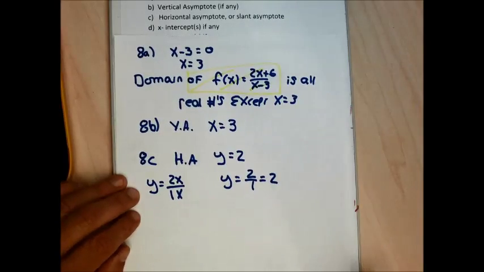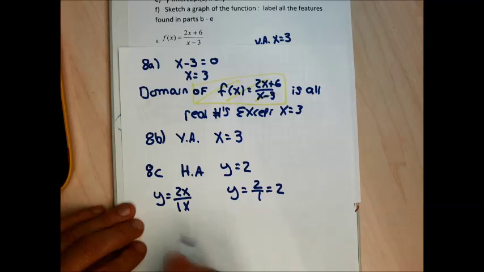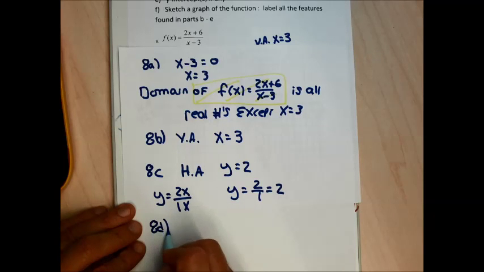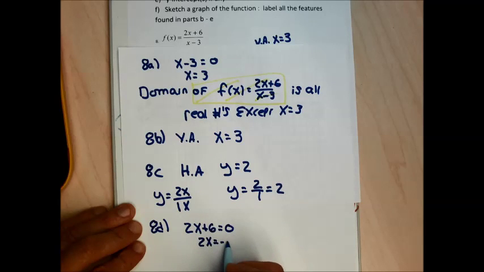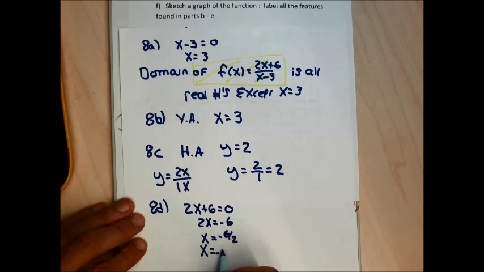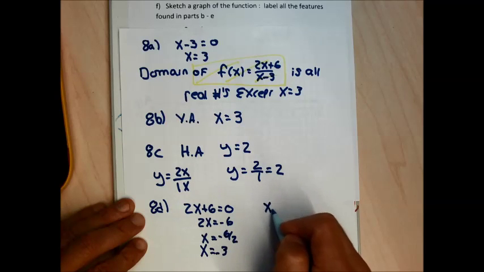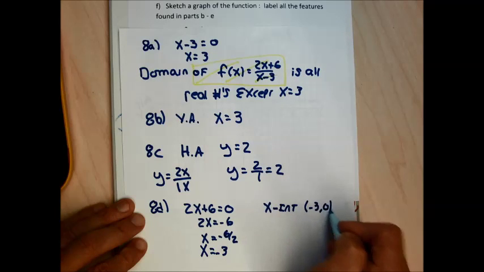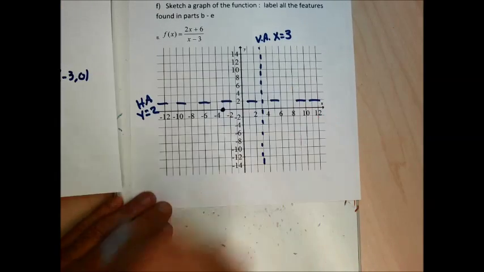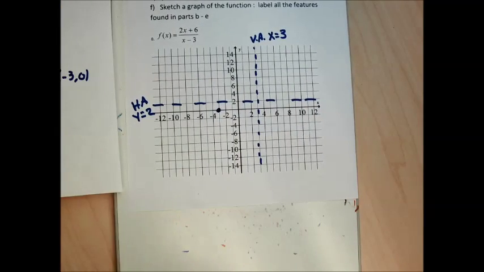Part D wants me to find the x-intercepts of that function. The easiest way to find an x-intercept is just to take the numerator and set it equal to 0. So I'm going to set 2x plus 6 equal to 0. I'm going to minus 6 from both sides and get 2x equal to negative 6. Then I'm going to divide both sides by 2 and get x equal to negative 6 over 2. That will give me x equal to negative 3. The answer to part D, the x-intercept is the point negative 3, 0. I'm going to take that point and plot it on my graph, but I won't write what it is because it makes the graph ugly sometimes when I do that.